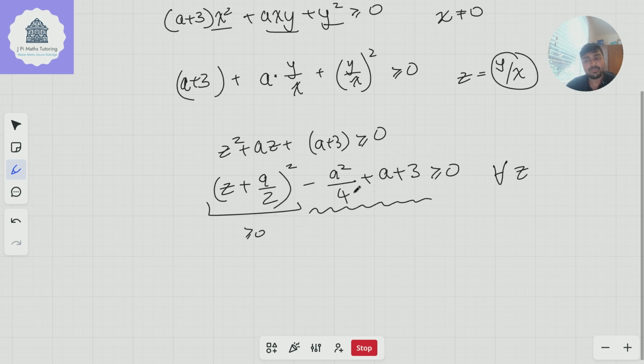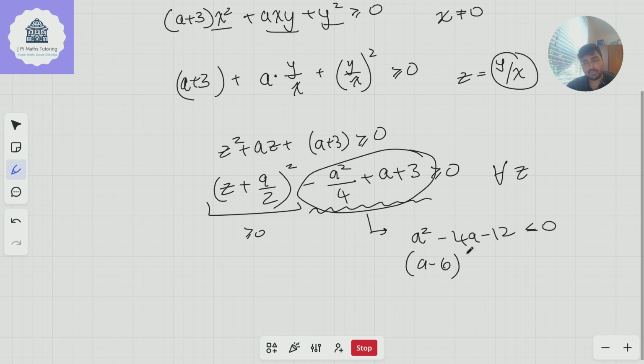So in order to have this at least 0 for all values of z, I'm going to take the worst case scenario where z equals minus a over 2, which would mean that this guy here would have to be at least 0. And so if I write that as a squared minus 4a minus 12, that has to be less than or equal to 0. I've just multiplied both sides by minus 4 there. And now this is just a quadratic inequality. So a minus 6 times a plus 2 must be less than or equal to 0, which implies that a is between minus 2 and 6. And that would solve our problem.